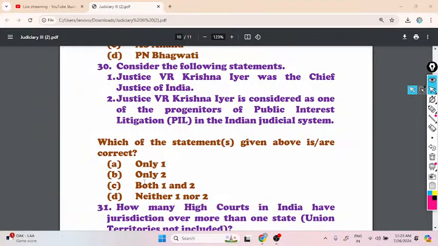Consider the following statement. Justice V.K. Krishna Iyer was the Chief Justice of India. No, he was not Chief Justice, but he was a very prominent lawyer and a prominent judge of the Supreme Court. He is considered one of the progenitors of public interest litigation. Yes, that's correct. V.K. Krishna Iyer too. But he was not the Chief Justice of India.